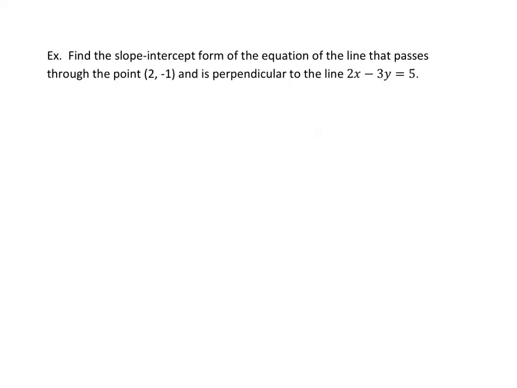Find the slope-intercept form of the equation of the line that passes through the point 2, negative 1 and is perpendicular to the line. Again, the only thing we need from this line is that its slope is 2/3. That was the same as the previous problem. The slope of the line I'm going to make has to be the opposite reciprocal. So it has to be change the sign to a negative and flip it over.